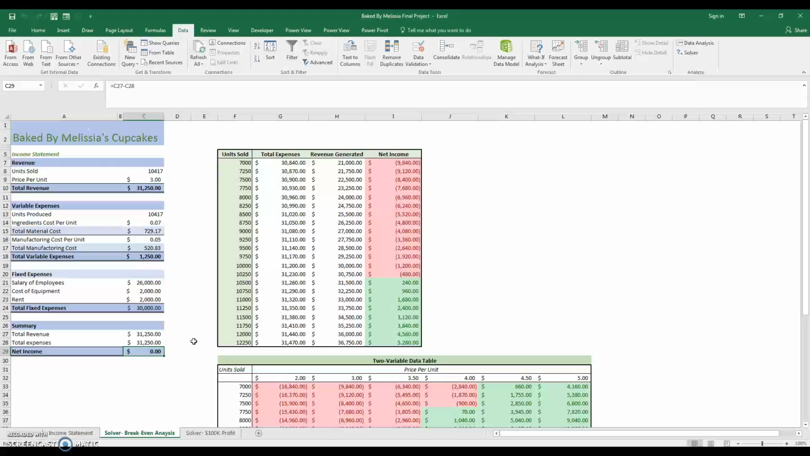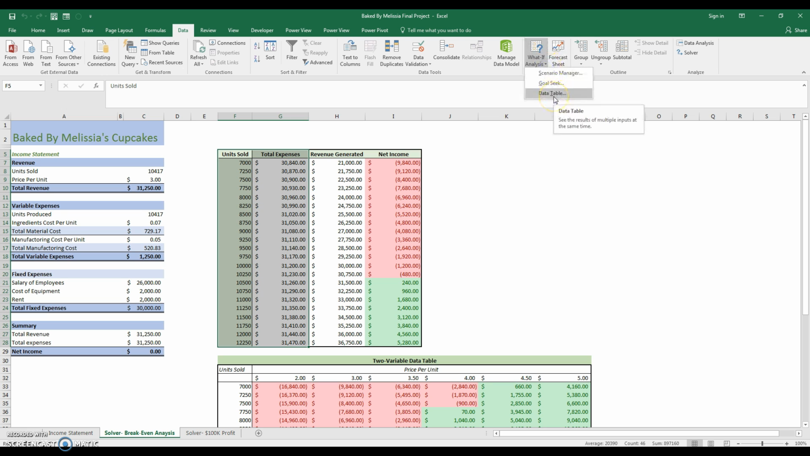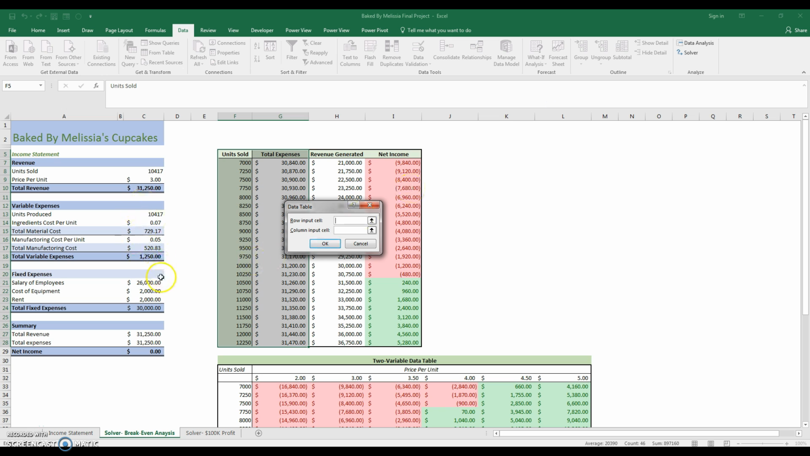Right next to that, I made two different charts. The first chart is a one variable data table, and the other one is a two variable data table. First, I'll go over the one variable data table. I created this using the data table file under the What-If Analysis and Data Table, and I utilized the units sold as my column input cell.